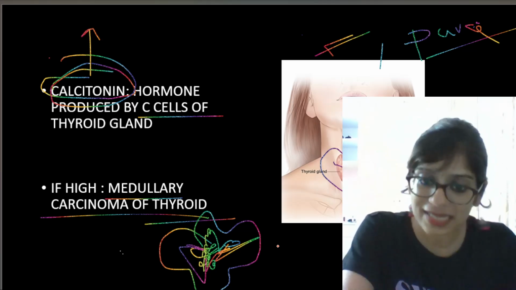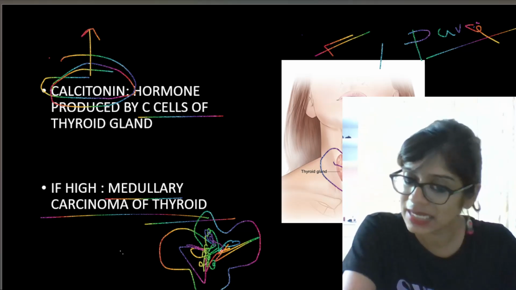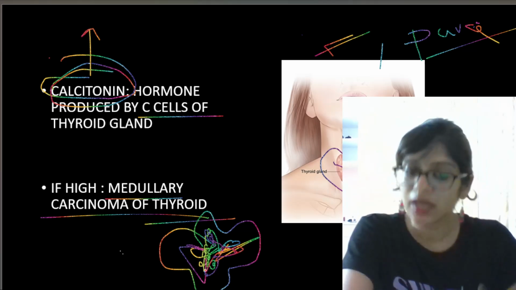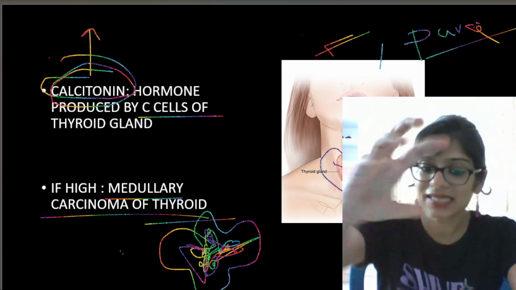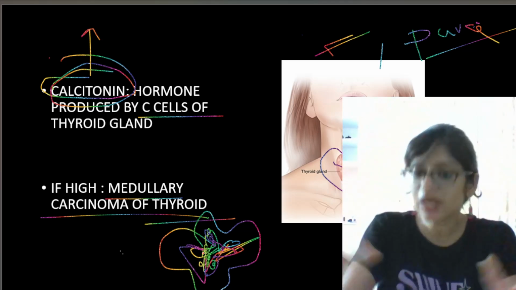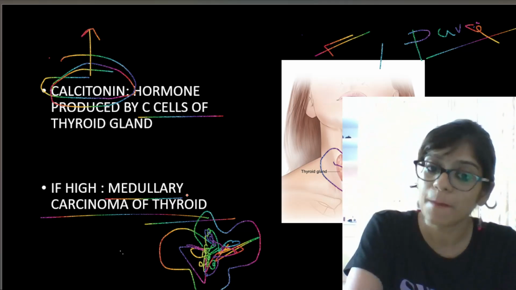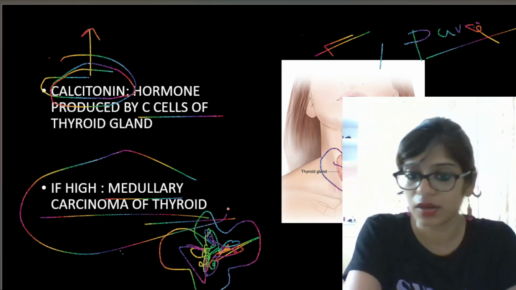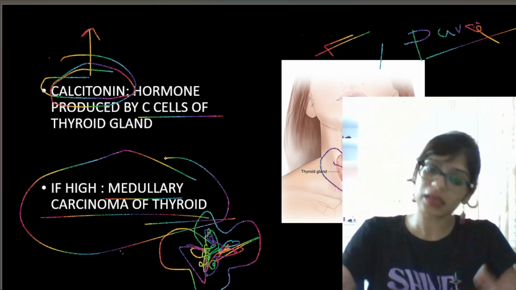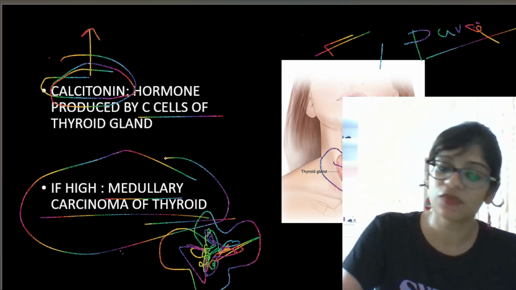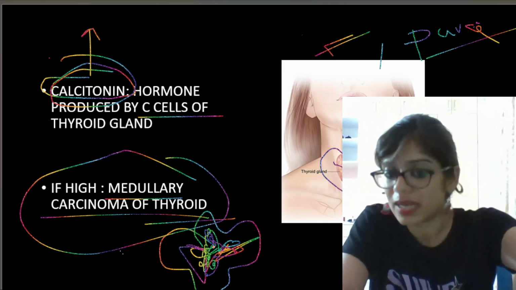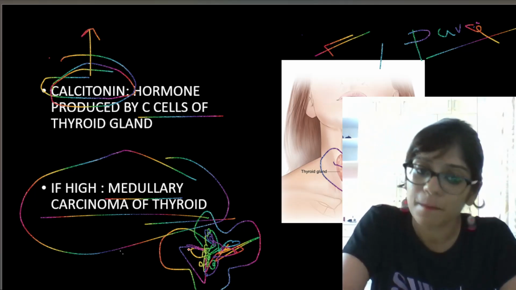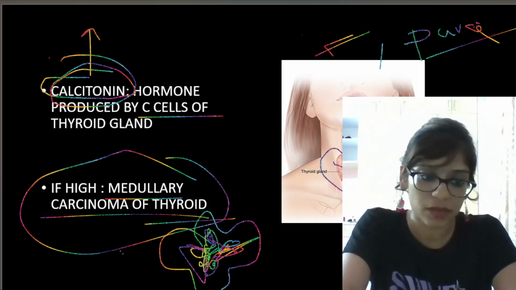Now, these C cells, okay, if the C cells in the medulla have cancer, increased amount of calcitonin is going to be produced, and since these C cells are in the medulla of the thyroid, we call it medullary carcinoma of the thyroid. Understood? Actually, thyroid has many types of cancer, papillary, follicular, anaplastic, and so on. So if calcitonin is very high, then we call it medullary carcinoma of the thyroid.